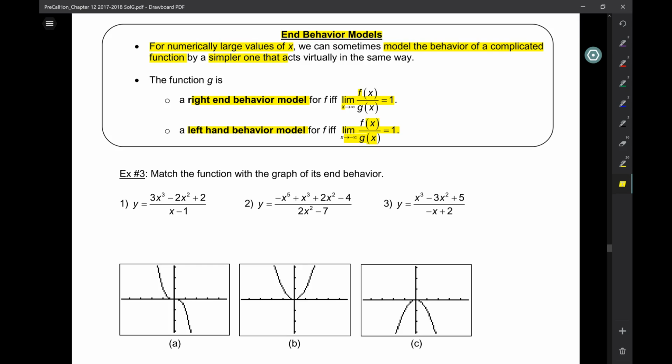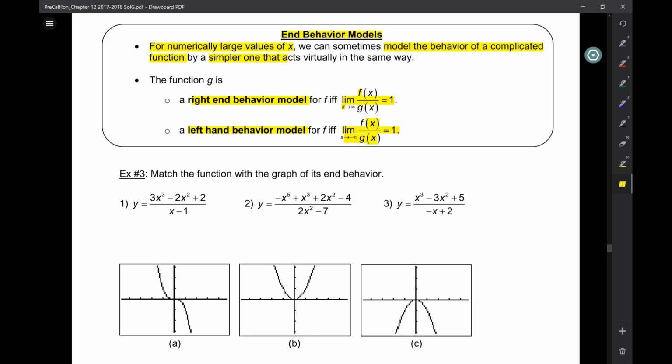Okay? So what these mean is, listen, you have f of x. As x approaches infinity, what is a simpler function that it looks like? g of x, right? And how do you say mathematically that f of x and g of x are the same? Well, when you divide them and you get 1. So that's what that's talking about here.